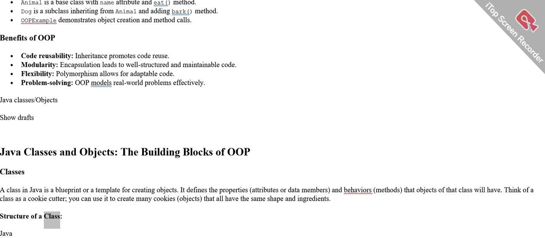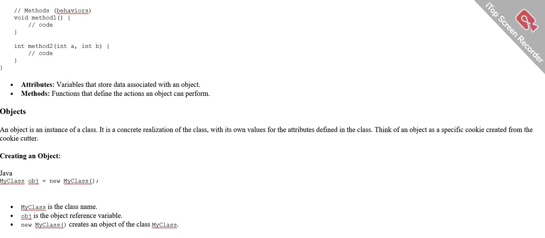Structure of a class. Java. Class MyClass. // attributes, data members. Int x. String name. // methods, behaviors. Void method1. // Int method2, int a, int b, // code. Attributes, variables that store data associated with an object. Methods, functions that define the actions an object can perform.